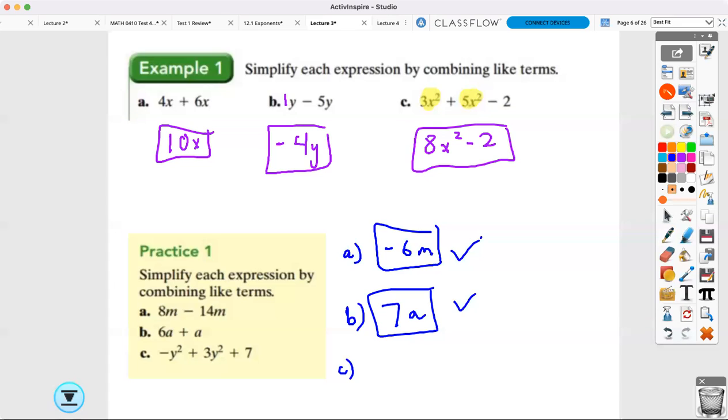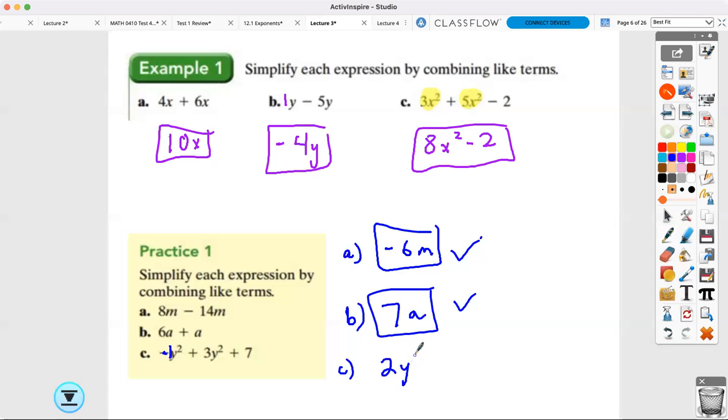All right, so we have a couple different answers, right? So we combine the numbers. What number is invisible in front of that y? It's a -1, right? So you owe me 1, but you have 3, so you have 2 left over.